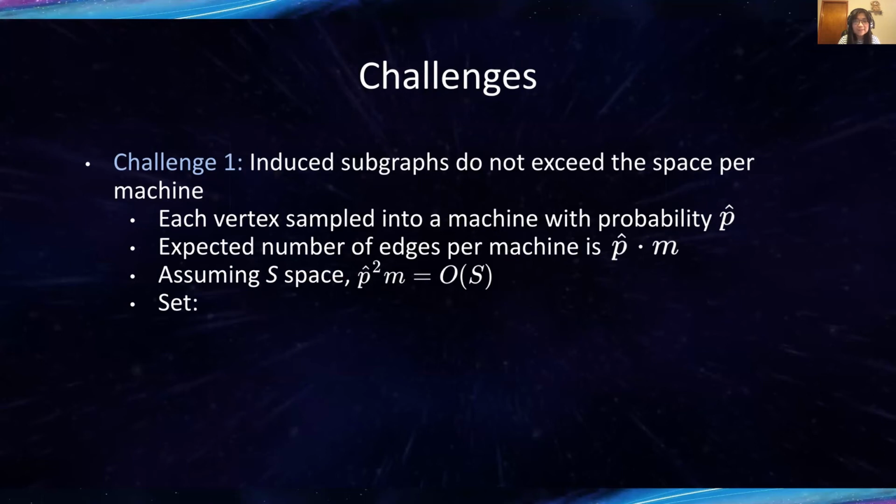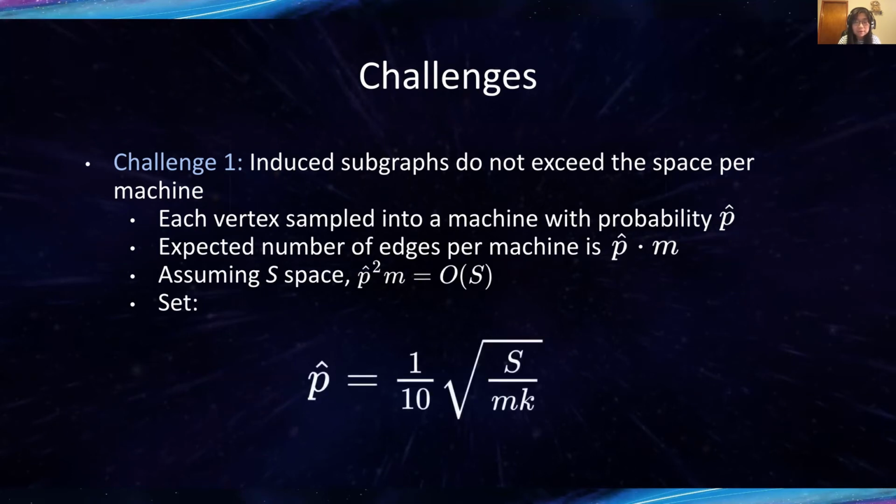Recall that each vertex is sampled into a machine with probability p hat. This means that the expected number of triangles in a machine is p squared times m. Suppose that the space per machine is S, we must have that the expected number of edges is less than the space allowed. Thus, p hat must be less than square root of S divided by m. More concretely, we set p to be 1 over 10 times square root of S divided by m and k. I will define k in the following slide.